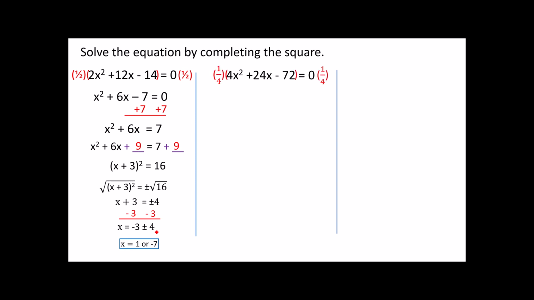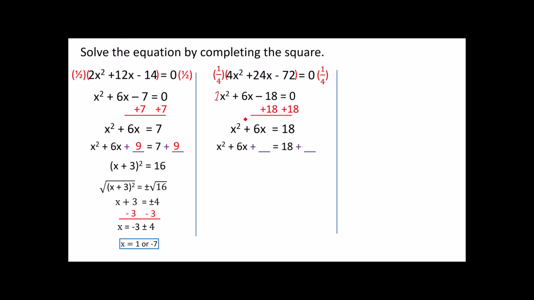I'm going to multiply both sides by 1/4. That's going to make sure my leading coefficient is a 1. If this is not a 1, everything is way, way harder. Make sure this is a 1. Once that's a 1, I'm going to move the 18 out of the way.